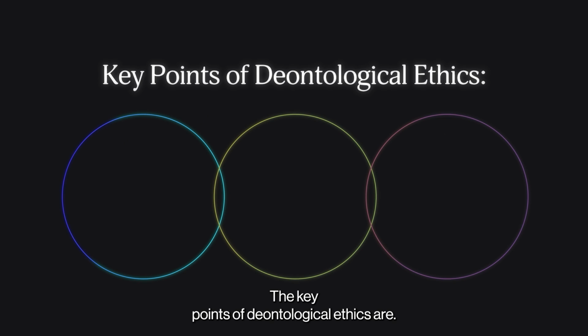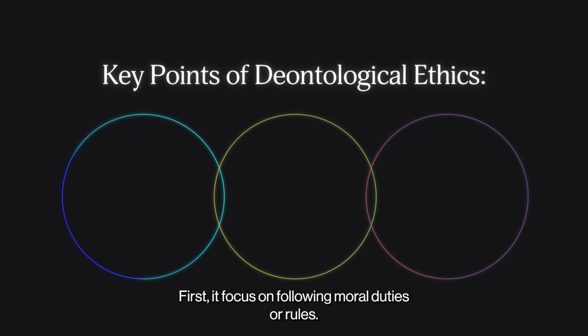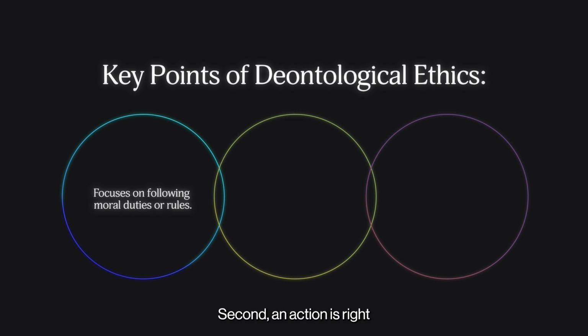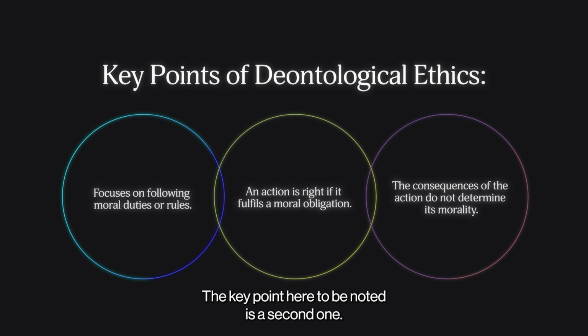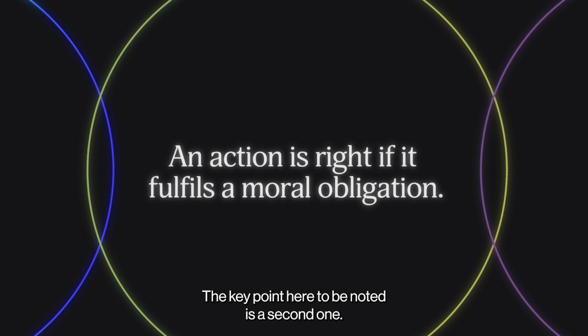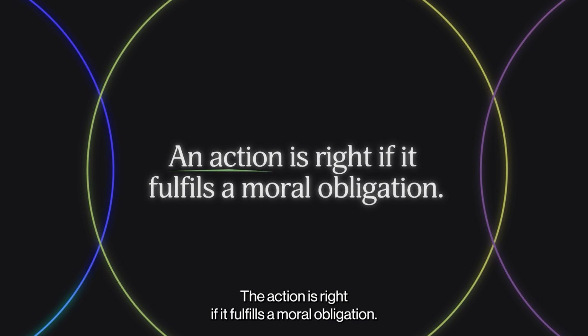The key points of deontological ethics are: first, it focuses on following moral duties or rules. Second, an action is right if it fulfills a moral obligation. Third, the consequences of the action do not determine its morality. The key point here to be noted is the second one. An action is right. Look at the words. The action is right if it fulfills a moral obligation.